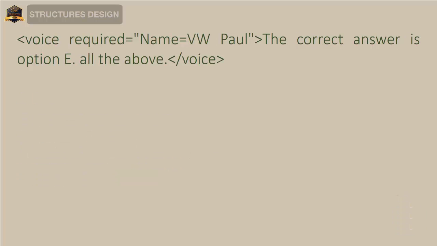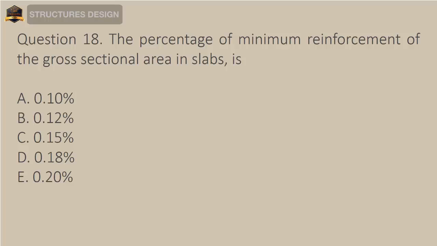Question 18. The percentage of minimum reinforcement of the gross sectional area in slabs is A 0.10%, B 0.12%, C 0.15%, D 0.18%, E 0.20%.